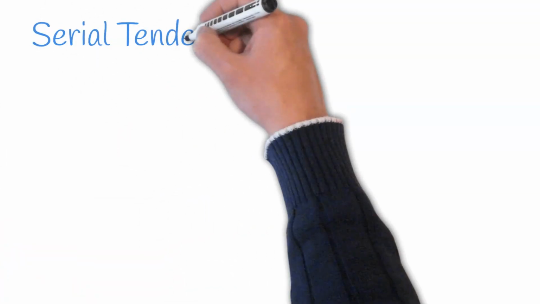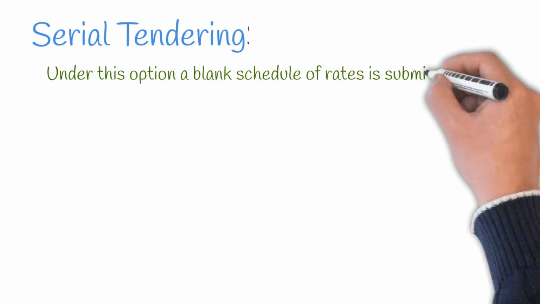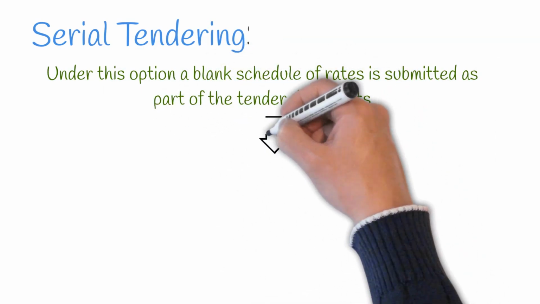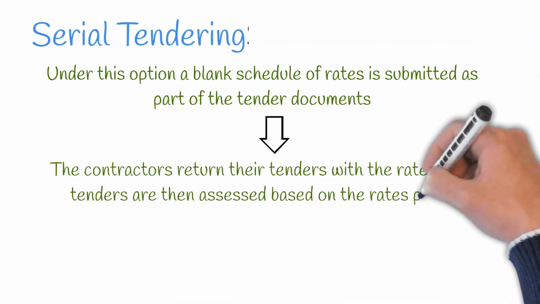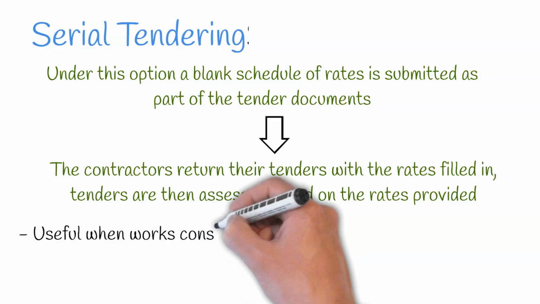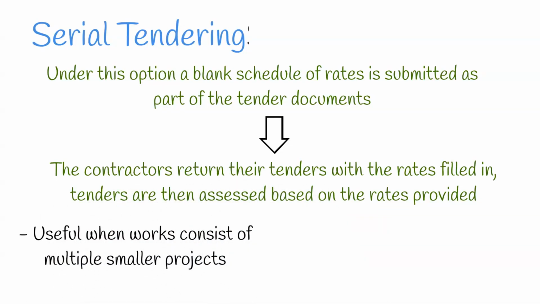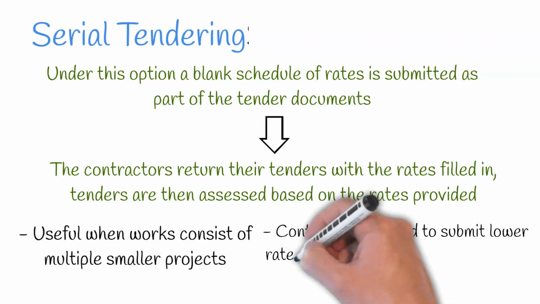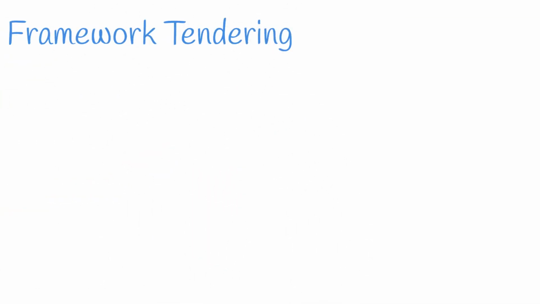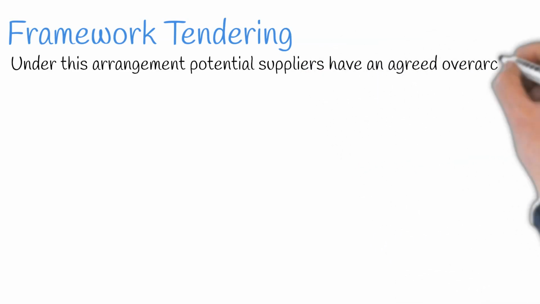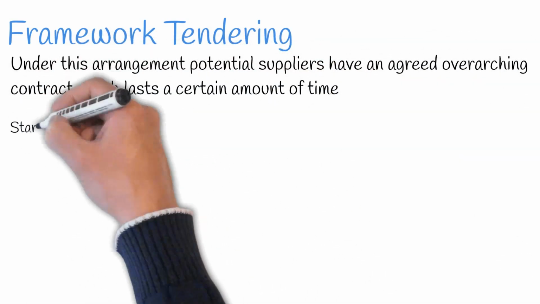Next up is serial tendering. Under this option, a blank schedule of rates is submitted as part of the tender documents. The contractors return their tenders with the rates filled in. Tenders are then assessed based on the rates provided. This is useful for agreements where multiple smaller projects are being carried out. The contractor will price their works for projects based on the rates agreed at tender. Contractors are often inclined to submit lower rates to secure contracts and therefore increase the value for money to the employer.